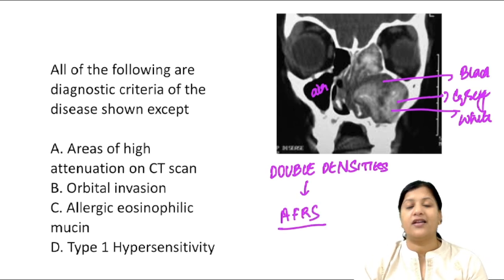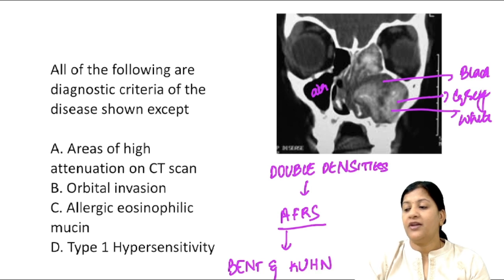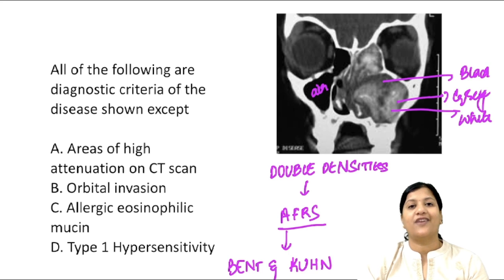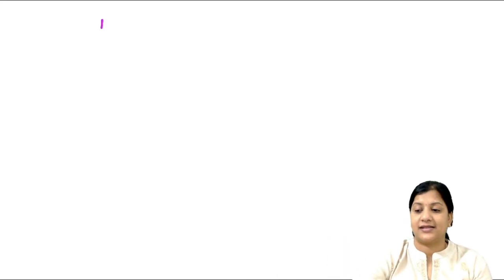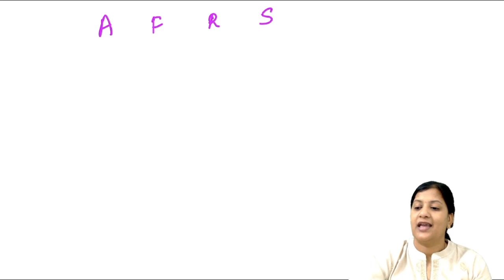So in AFRS, allergic fungal rhinosinusitis, we get this double densities. And for that, we have a criteria which is called Bent and Coons criteria. So the name of the criteria is Bent and Coons criteria for allergic fungal rhinosinusitis. So what does that criteria say? You just have to know the full form, allergic fungal rhinosinusitis.